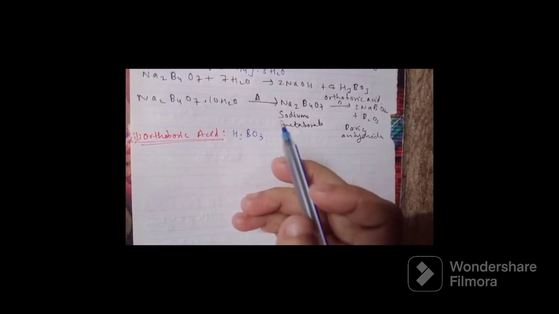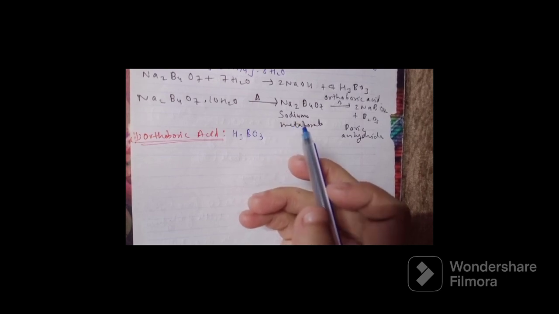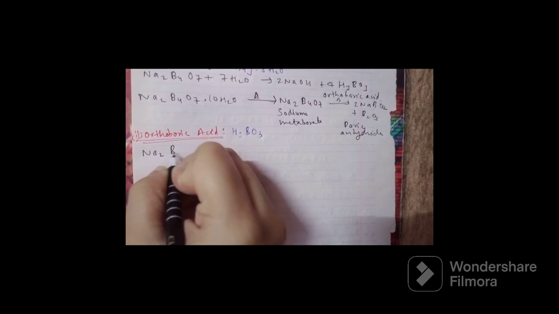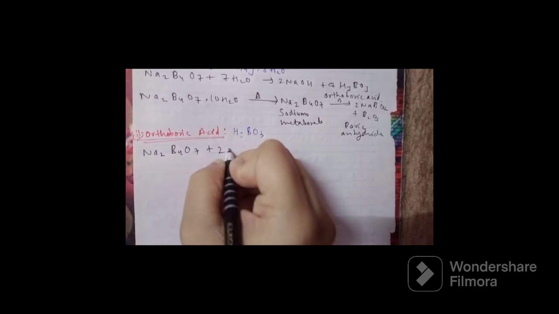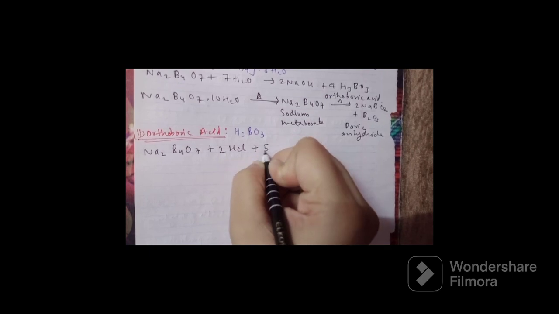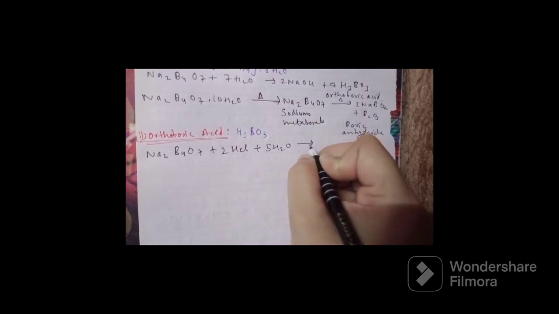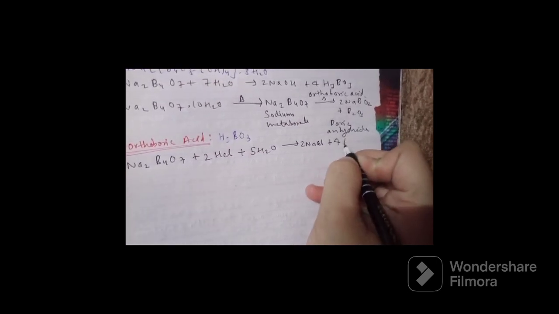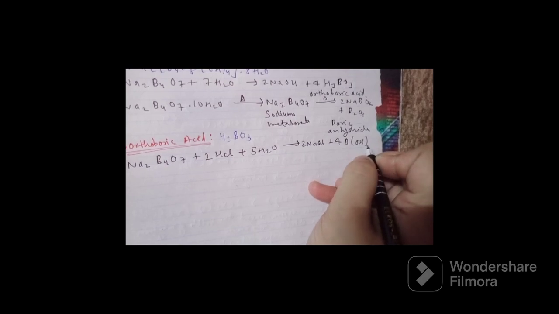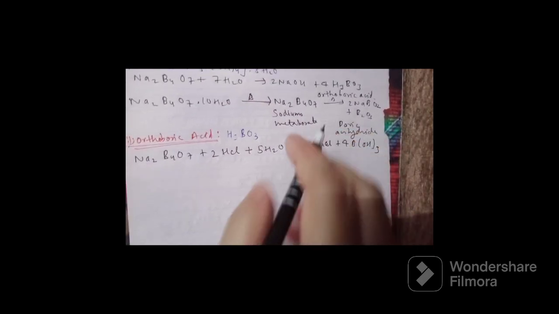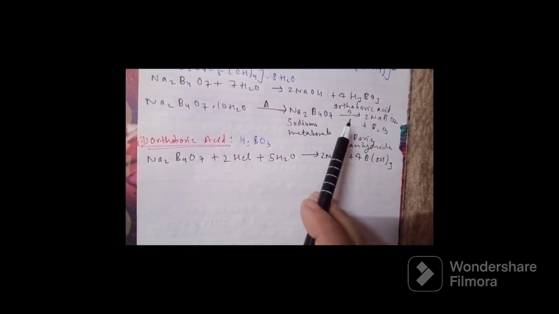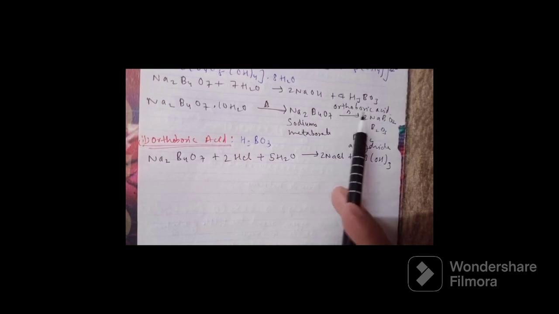It can be prepared by acidifying an aqueous solution of borax, where we have an equation for the same: Na2B4O7 + 2HCl + 5H2O gives 2NaCl + 4B(OH)3. It is also formed by hydrolysis, which is the reaction with water or dilute acid of most boron compounds like halides, hydrides, etc.